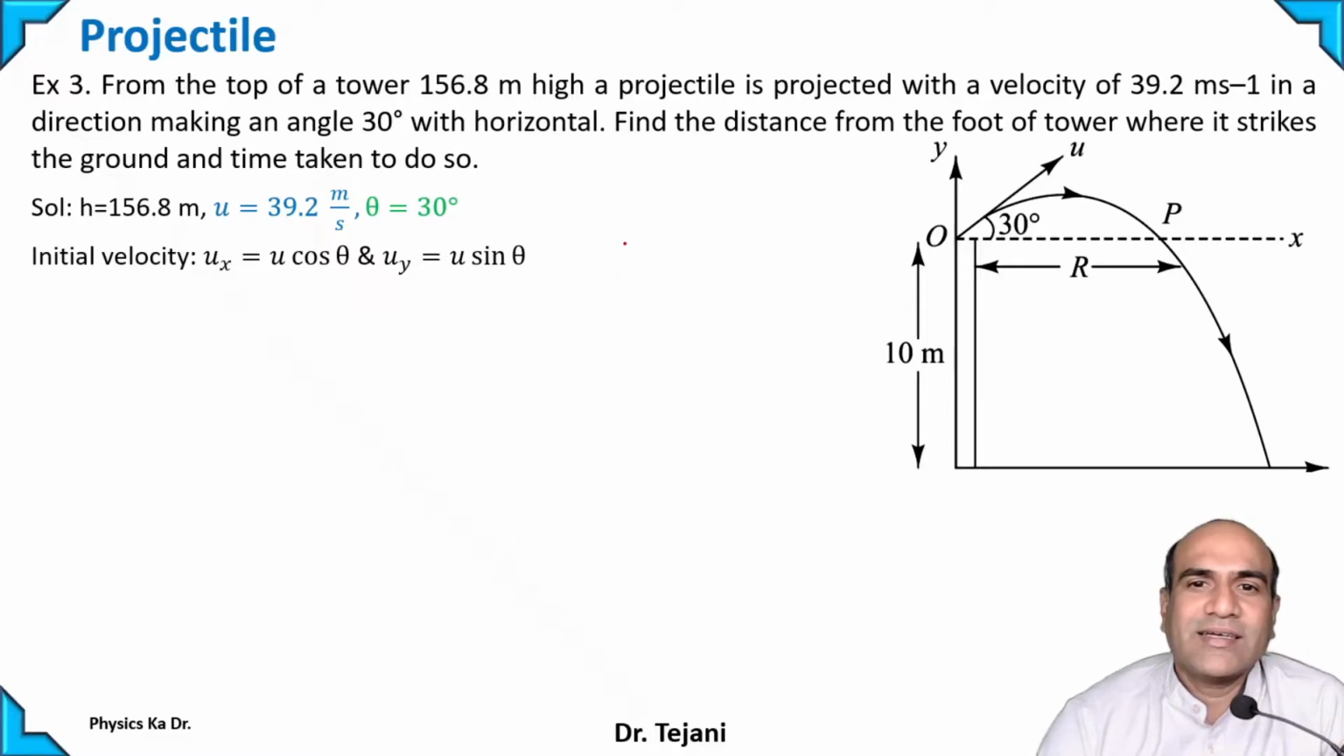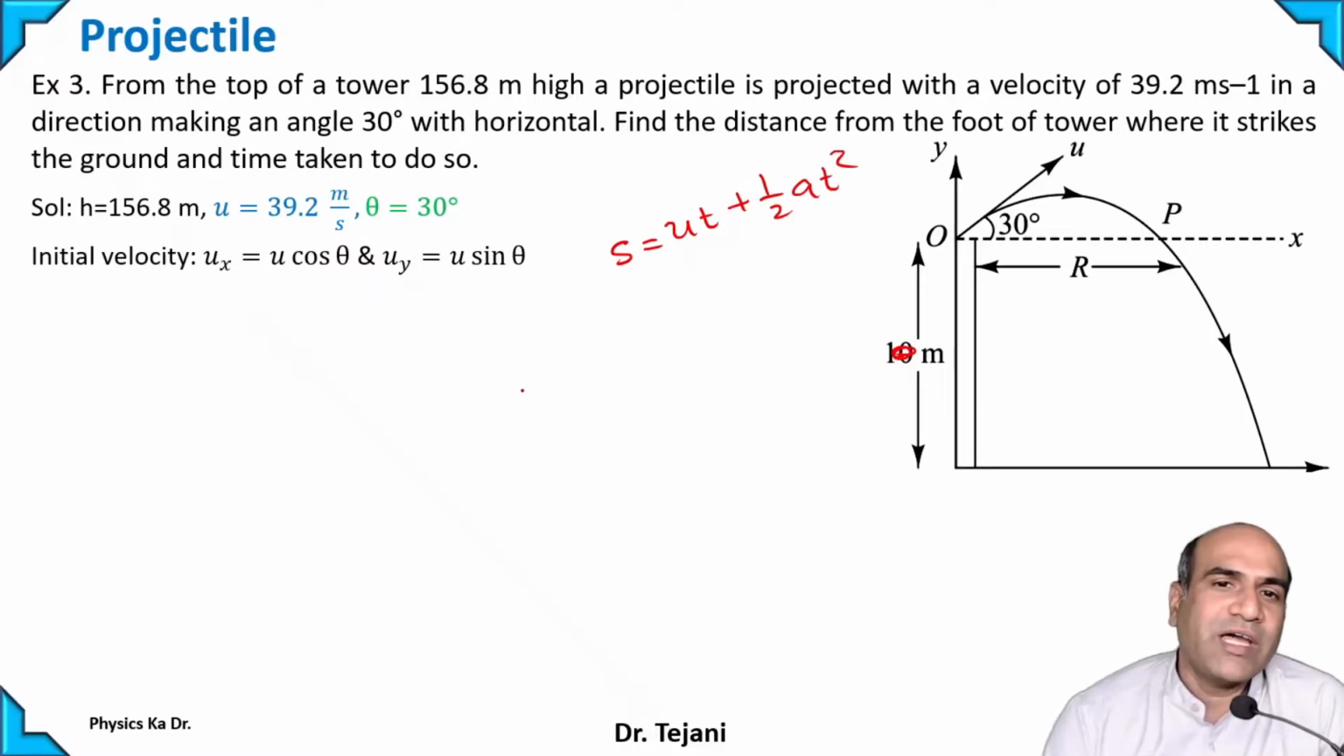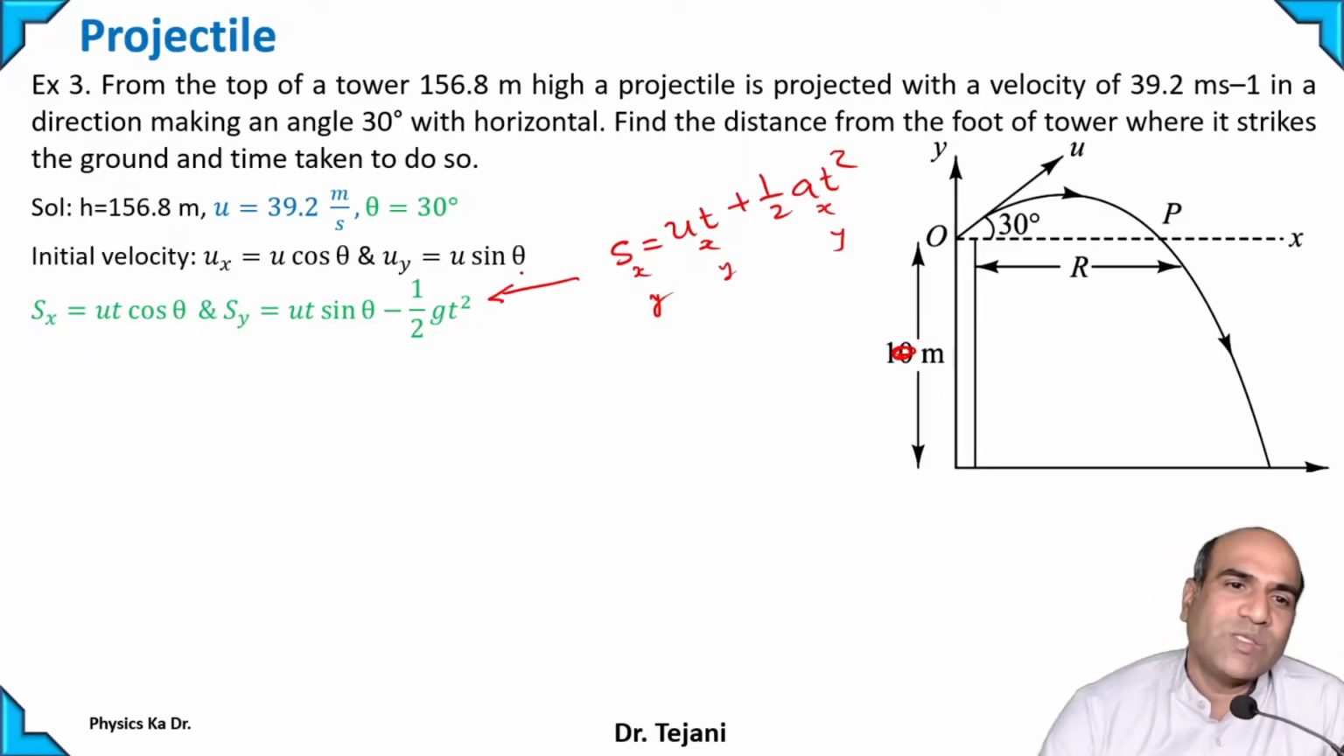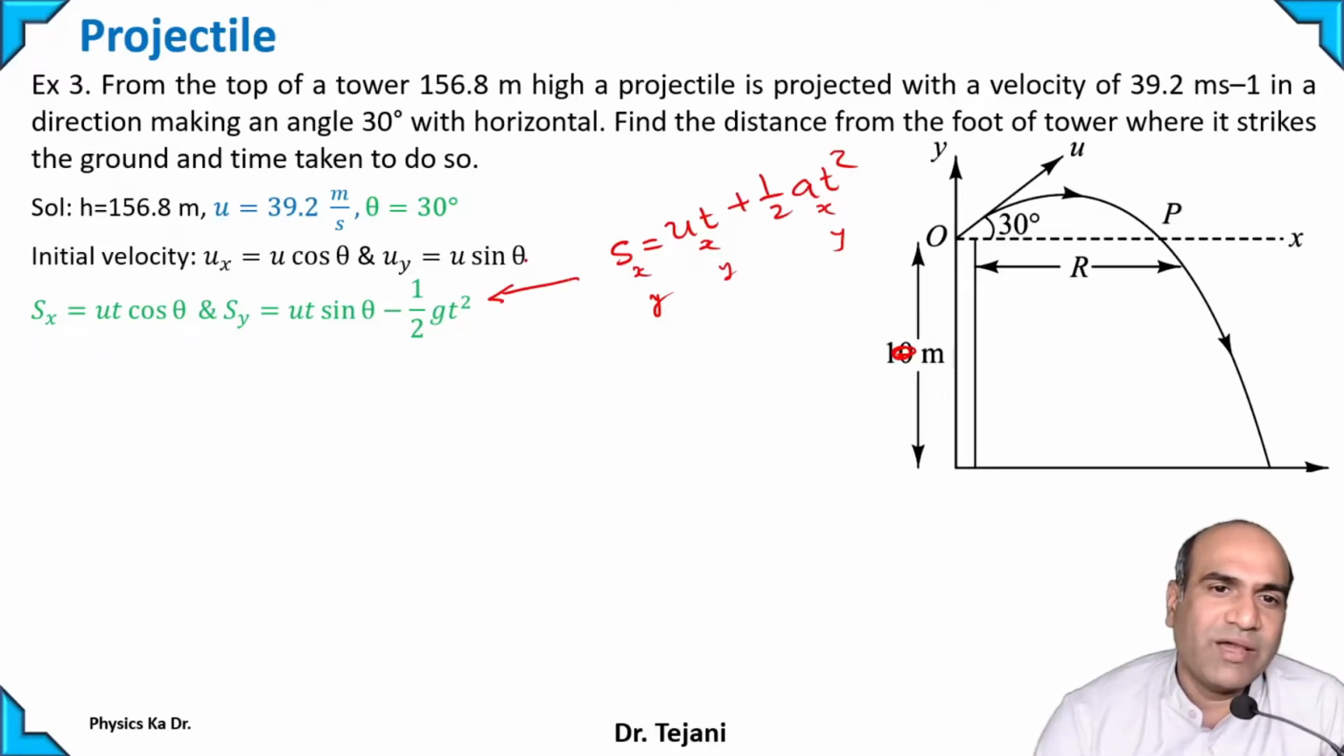S is equal to ut plus 1 half at square. This equation is useful. We can derive Sx. You can take ux, acceleration along horizontal, as well as you can take for the y. So you can get these two equations: Sx is equal to ut cos theta, Sy is equal to ut sin theta minus 1 half gt square.